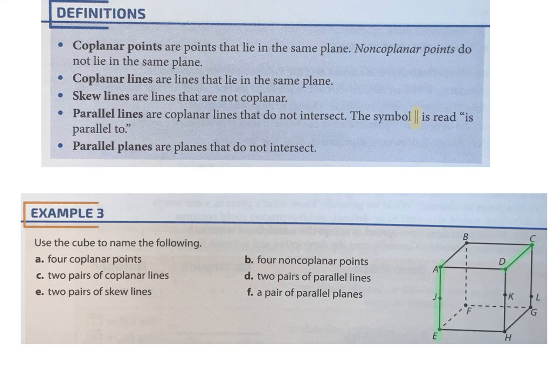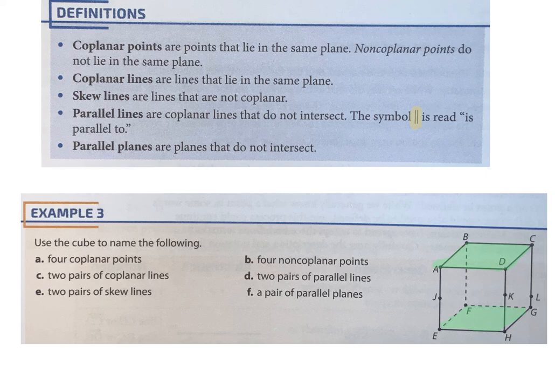And then a pair of parallel planes is the last one. A pair of parallel planes. So for this one, you could use the top of this box. Plane ABC is parallel to plane EFG. All right? Those would be parallel planes. The top and bottom of that box would be parallel planes.